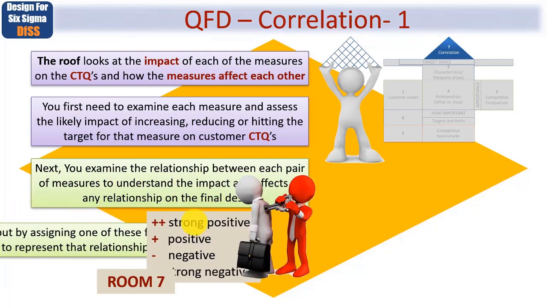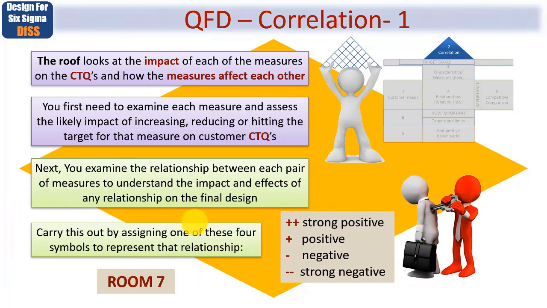You see, you carry this out by assigning one of these 4 symbols to represent that relationship. We use symbols here simply because fitting the words into the space would make it look too cramped. 2 pluses for strong positive relationship, 1 single plus for a positive relationship, a negative, naturally enough, for a negative relationship, and 2 negatives for a strong negative relationship.